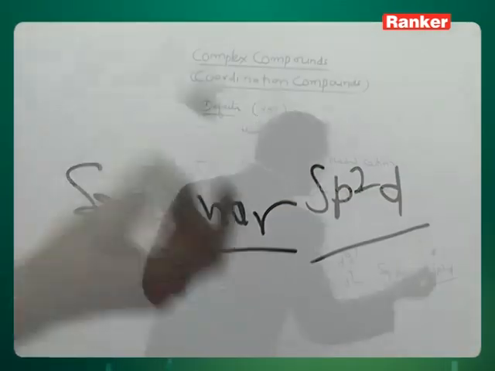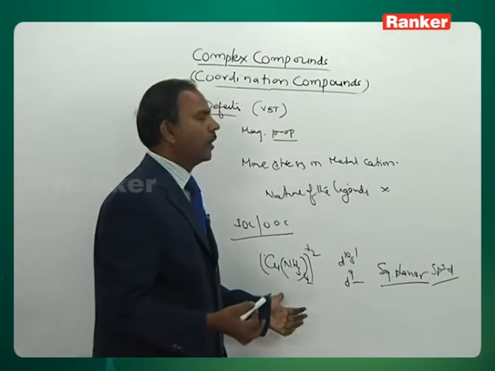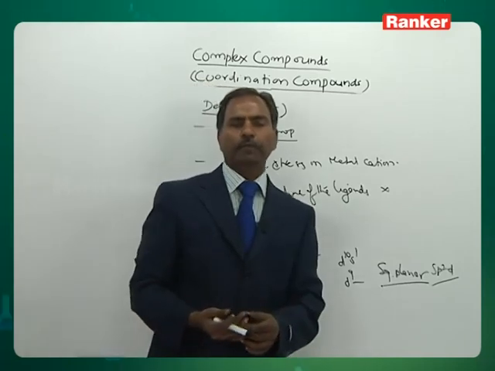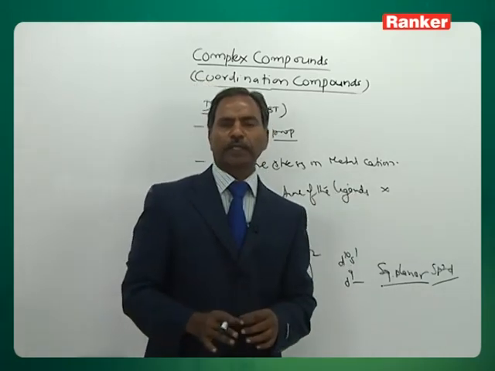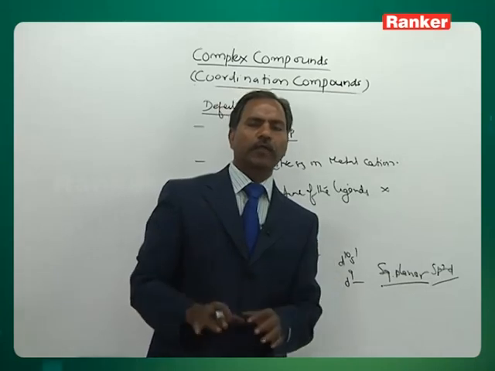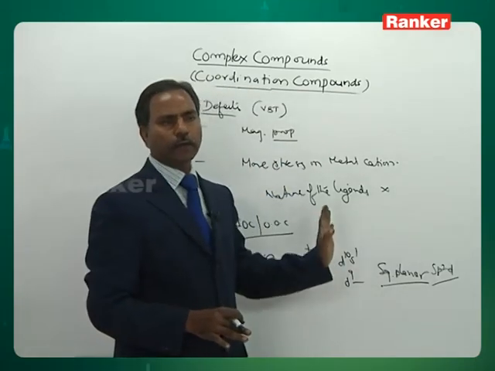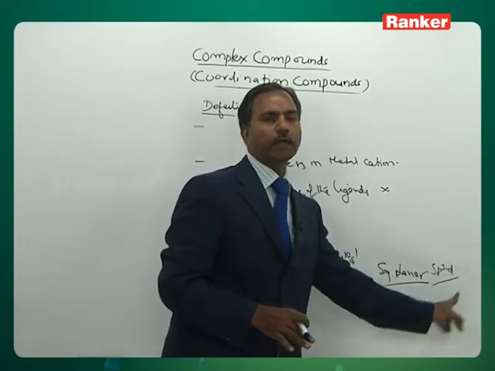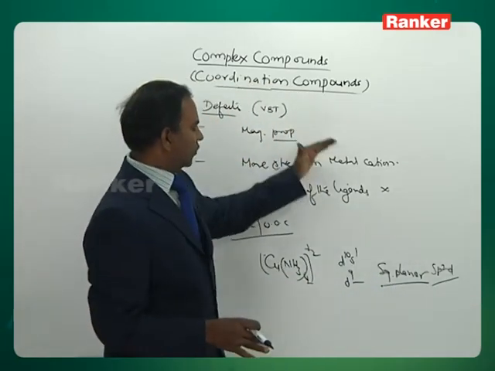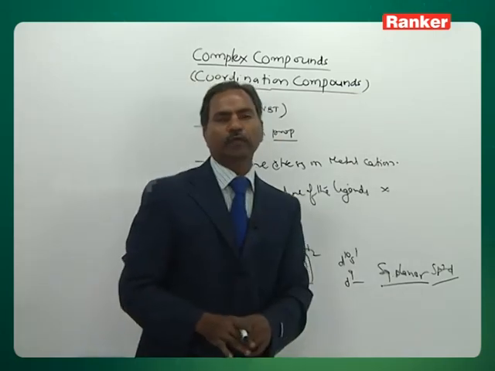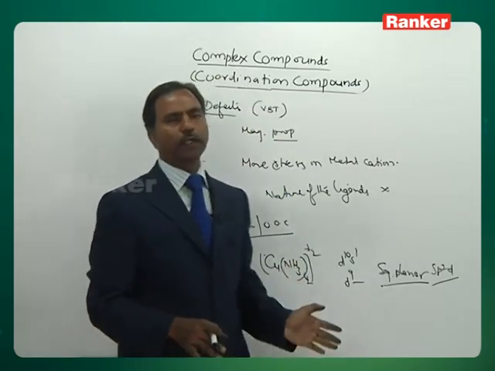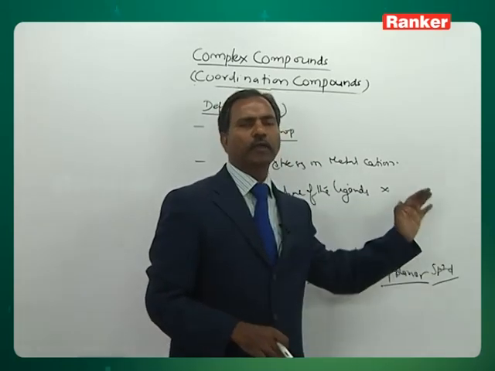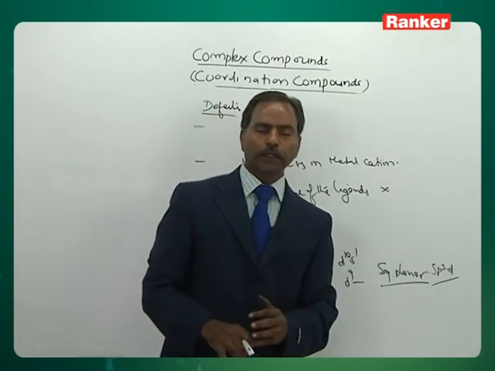It is dsp2 hybridization. So this particular complex, according to valence bond theory, we can say is sp3 and tetrahedral, but experimental results give the information that it is square planar with dsp2 hybridization. In this way, these are some of the defects of valence bond theory.